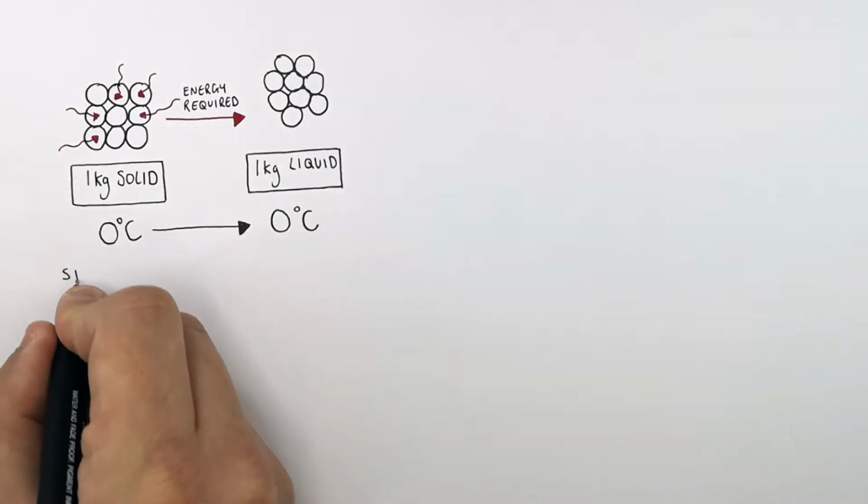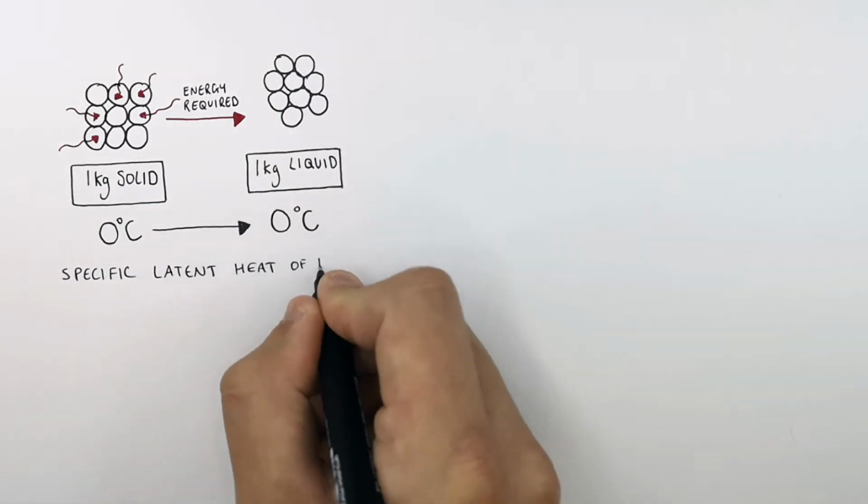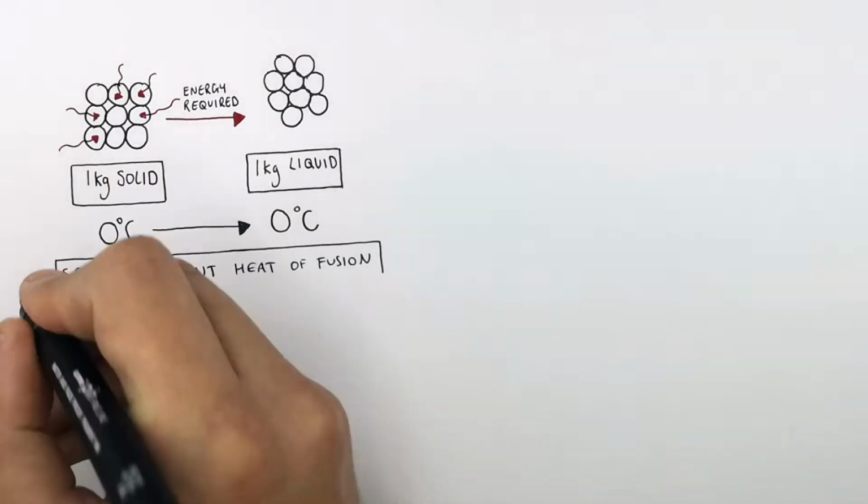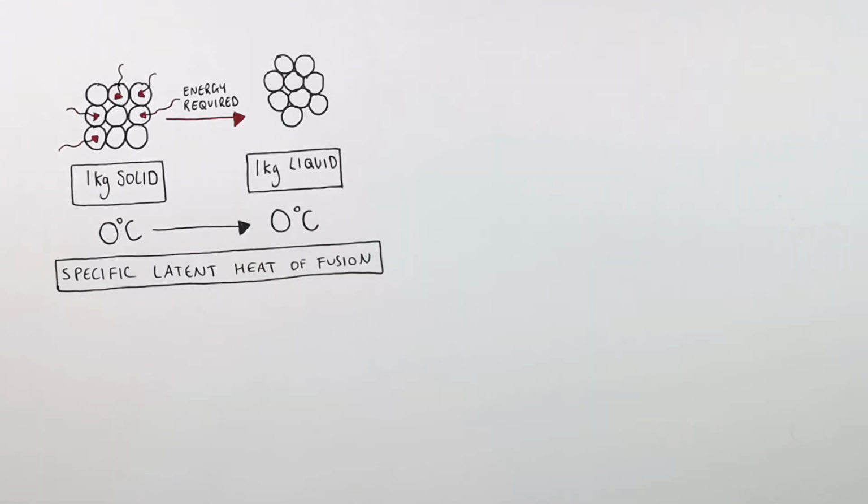And this here is the specific latent heat of fusion. The specific latent heat of fusion is the energy required to change the state of 1 kilogram of a solid into 1 kilogram of a liquid, or by changing 1 kilogram of a liquid to 1 kilogram of a solid without changing the temperature. So it's the changing of state during melting and freezing without changing temperature.